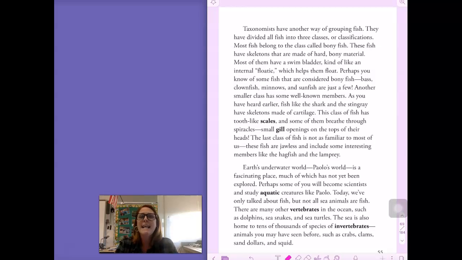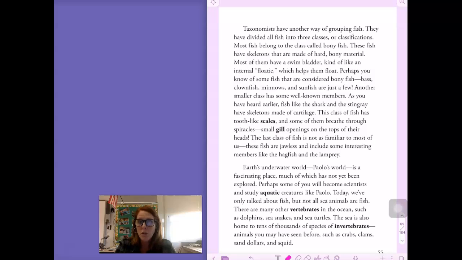Another smaller class has some well-known members. As you have heard earlier, fish like the shark and the stingray have skeletons made of cartilage. This class of fish has tooth-like scales, and some of them breathe through spiracles, small gill openings on the tops of their heads. The last class of fish is not as familiar to most of us. These fish are jawless and include some interesting members like the hagfish and the lamprey.